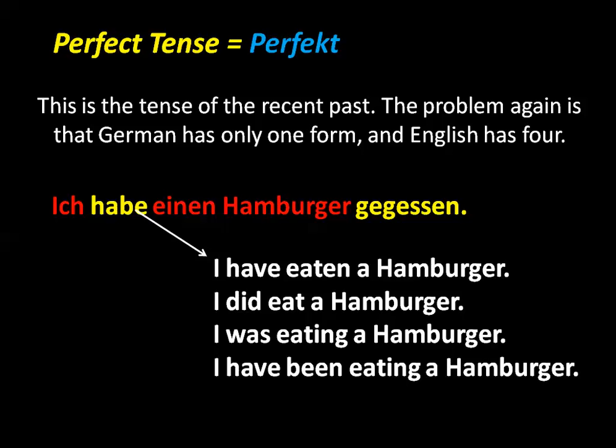But English, because English has that present progressive, also has a past form of that. I was eating a hamburger, I did eat a hamburger, or even I have been eating a hamburger. So there's a lot of different ways to relate this tense in English.